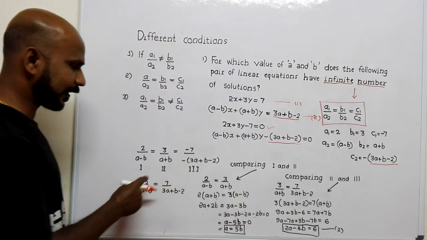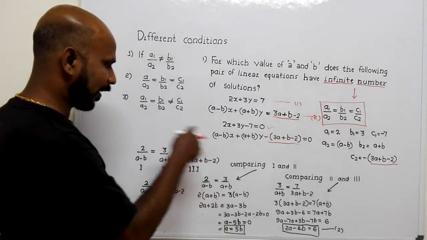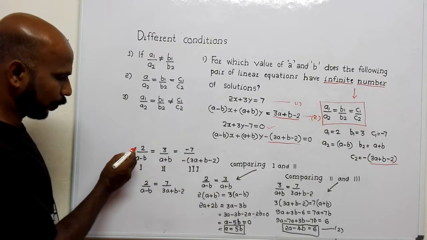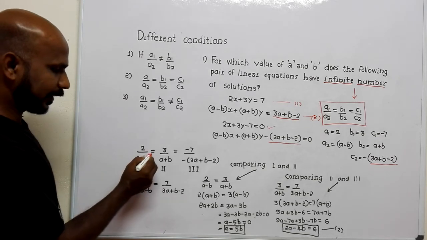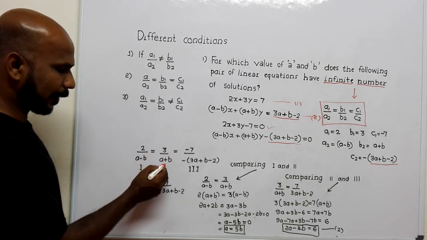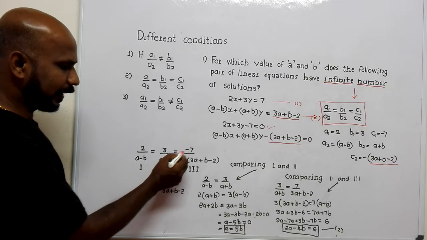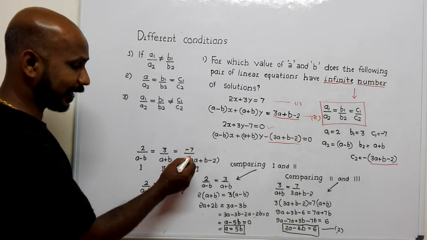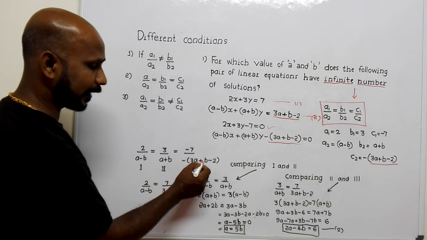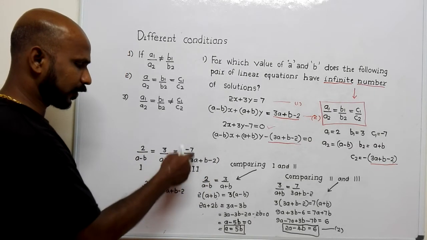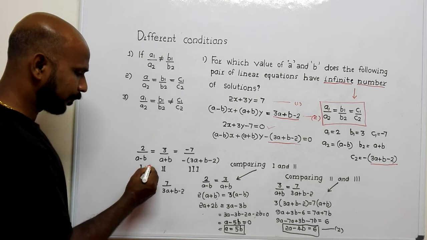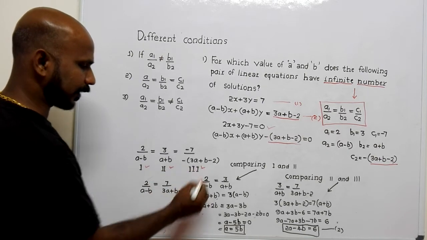Then here we will write, first of all, this is A1 by A2. A1 equal to 2 by A2 equal to A minus B equal to 3 by A plus B. This B1 by B2 equal to minus 7 by minus of 3A plus B minus 2. 7 by A2 equal to B1 by B2 equal to C1 by C2. This is equation number 1, equation number 2, equation number 3.